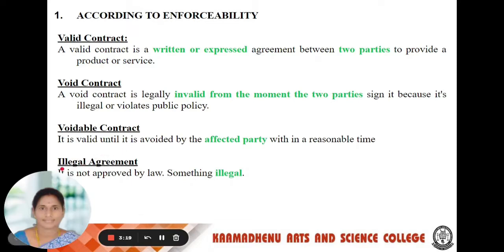The next one, illegal agreement. An illegal agreement is not approved by the law, something illegal. What is the example of an illegal agreement? Purchasing illegal drugs or anything against public policy. This is called the illegal agreement.